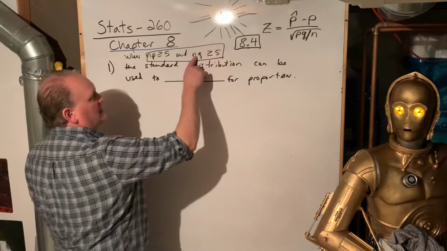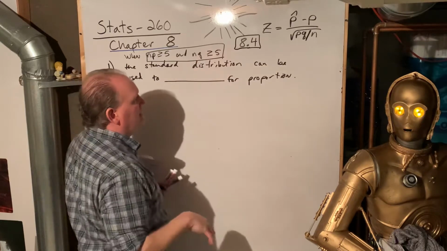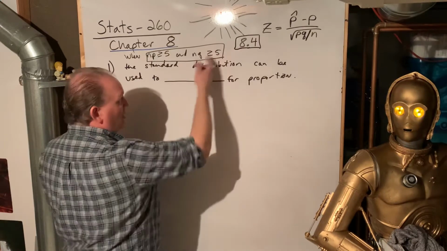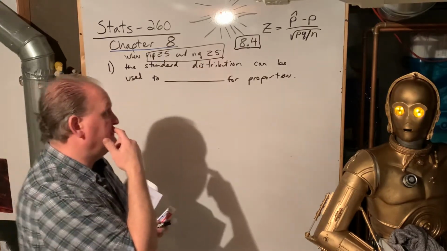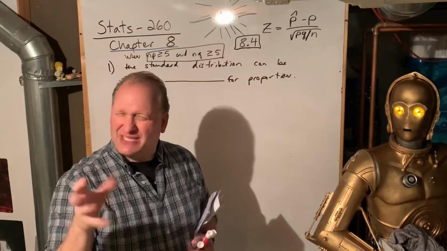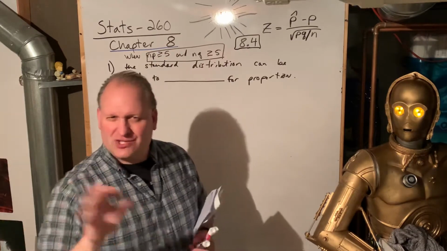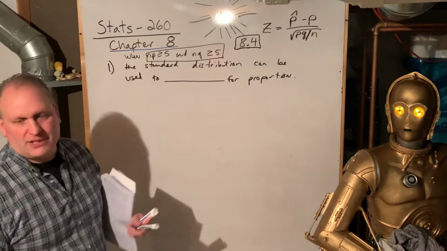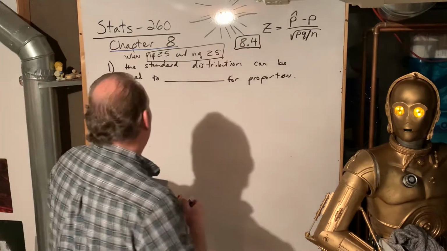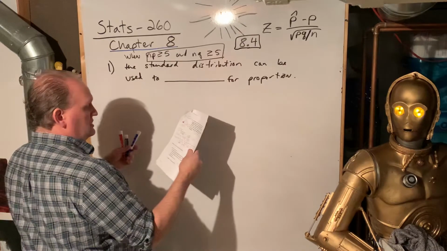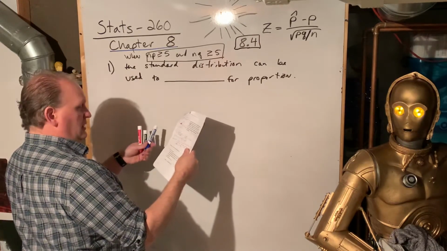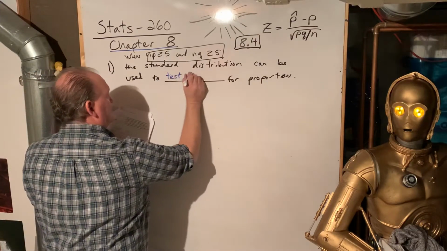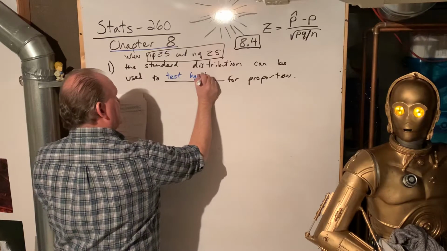And if you take the sample size times the chance of it not happening, q, and multiply, that also has to be greater than or equal to 5. So there is a stipulation about sample size and probabilities of occurrence, because we don't want extreme ones. All right, so the standard normal distribution can be used to blank for proportions. That would be to test hypotheses.